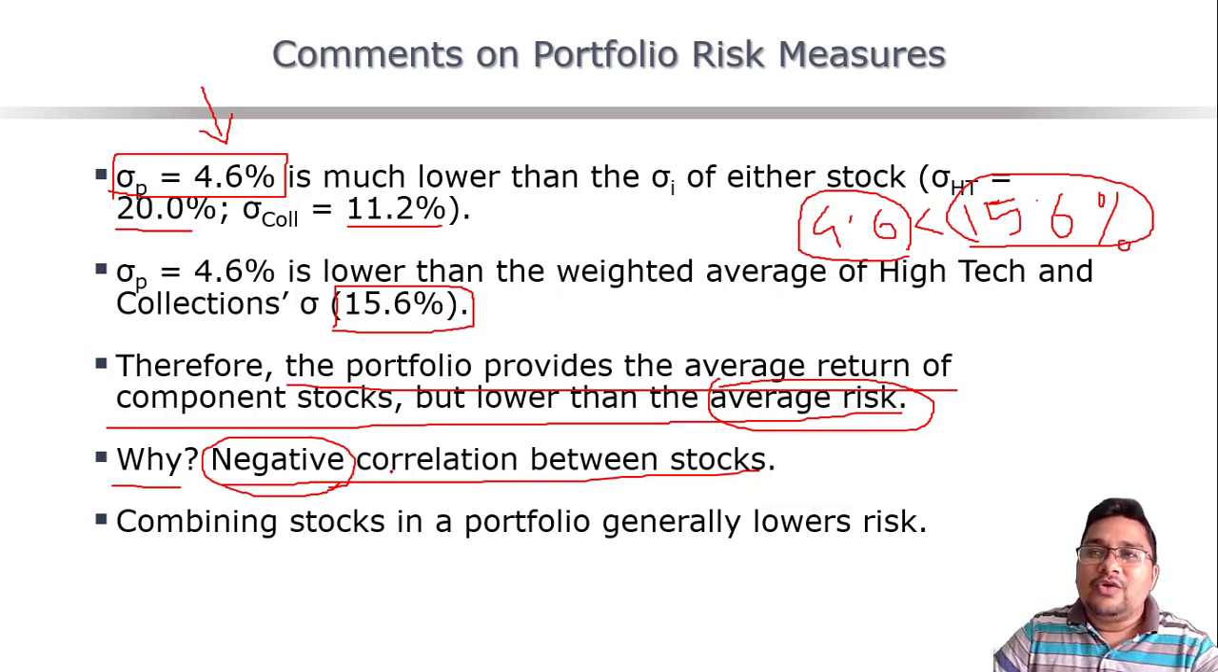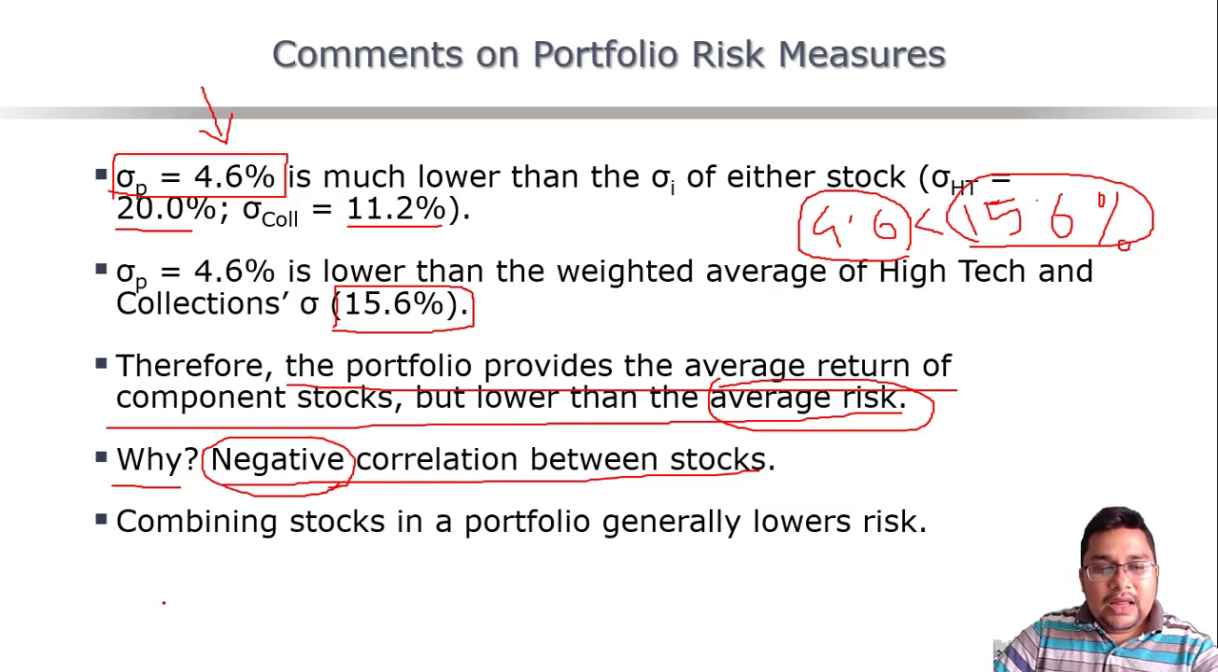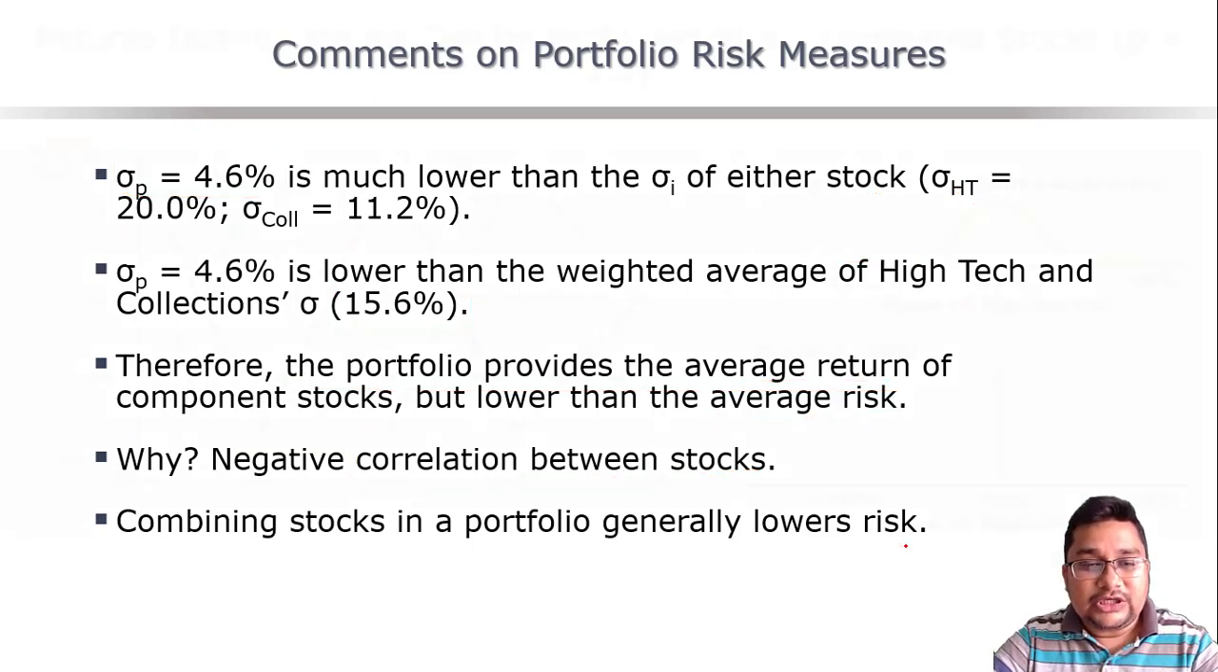So if you diversify your investment, that means instead of investing all your money in one particular security, if you invest the money in more than one security and form a portfolio of investment, then what will happen? Your overall risk will reduce, because the gain of one security will help you to minimize the risk of the other security. This is why combining stocks in a portfolio generally lowers risk. We have further discussion on this issue.